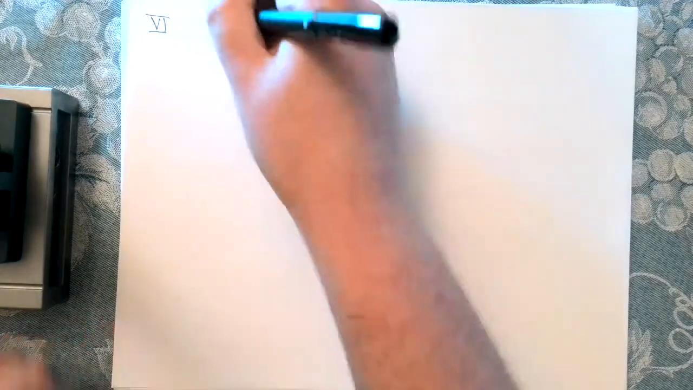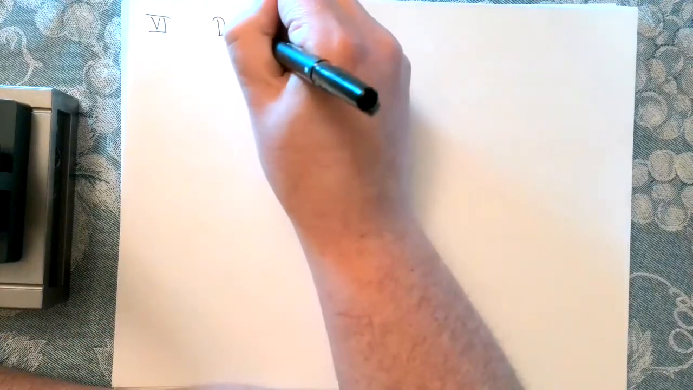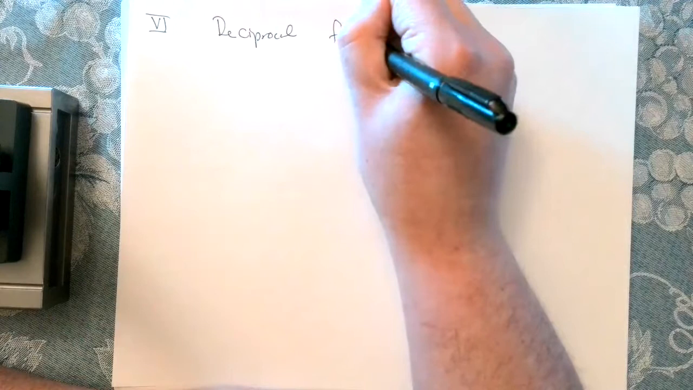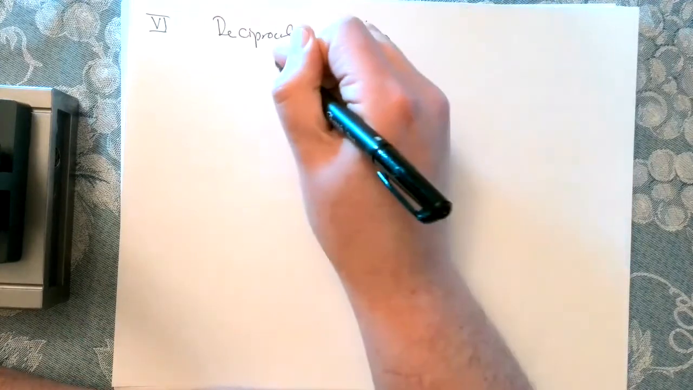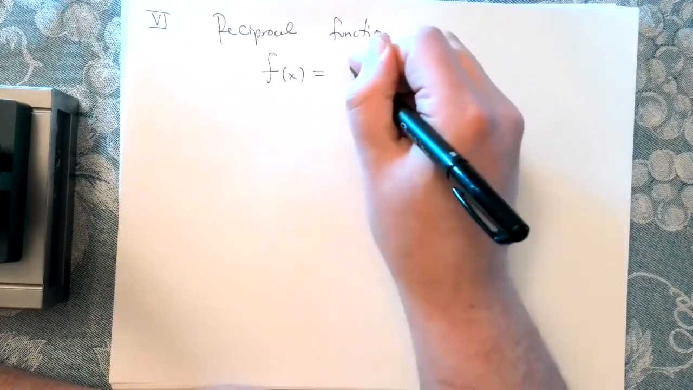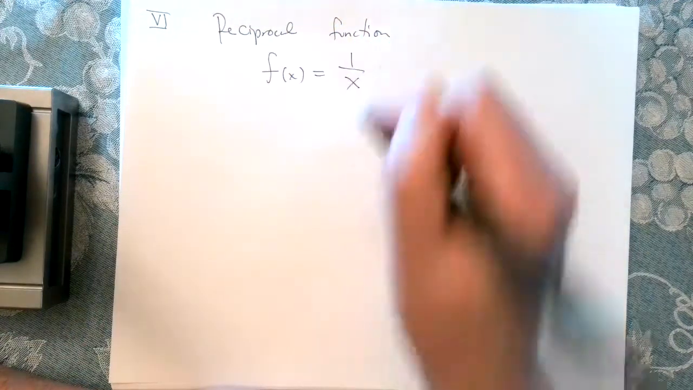So the next will be our reciprocal function. And so what do I mean by reciprocal? Well, it's just the reciprocal or the flip of x, so it's 1 over x.